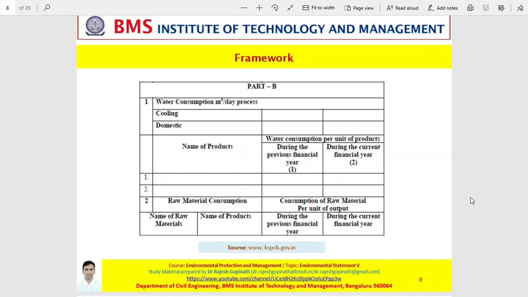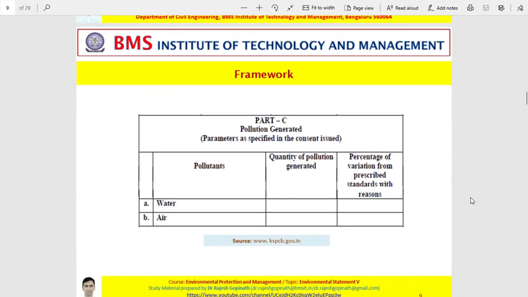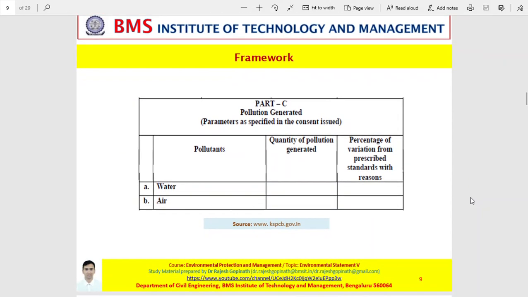Let's move on to slide 9. In slide 9, that is part C, we speak about generation of pollution. And this is in the context of air pollution and water pollution. Here the industry has to give details of the quantum of pollution which has been caused. And also the industry is expected to describe the percentage of variation from the prescribed standards. For instance, it can be the National Ambient Air Quality Standards or any relevant standard with respect to water, fresh water or effluent.